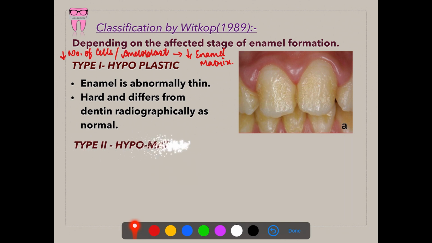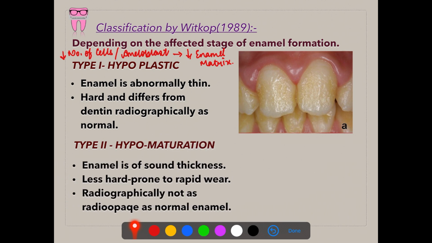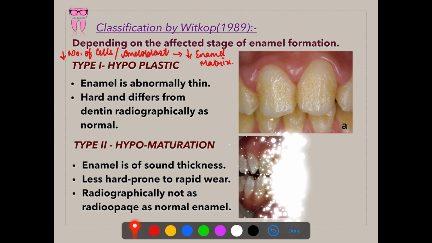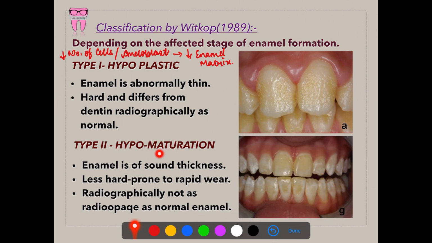Hence, there is a change in the color of the enamel. Now coming to the next type of amelogenesis imperfecta, that is the hypomaturation type of amelogenesis imperfecta. With the name we know decreased maturation, which means that during the third stage of amelogenesis there are certain changes which cause the hypomaturation type of amelogenesis imperfecta. Now let's look into the features. Enamel is of sound thickness.